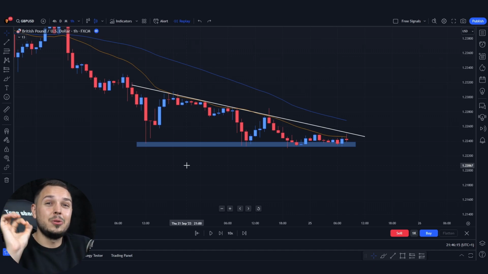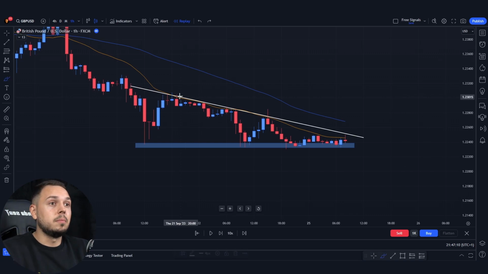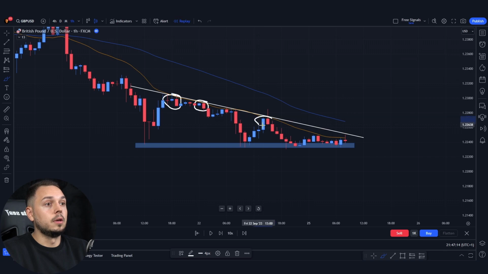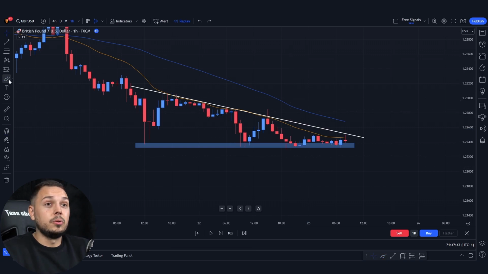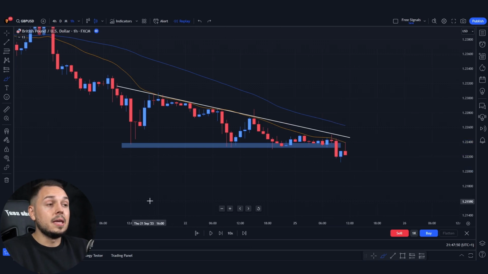But where do we sell? Well, there were some potentially nice signs just over here where you could have entered. Nice shooting star. Went towards the downside on all of these three candlestick confirmations. I believe the best trading opportunity is when it actually breaks the descending triangle. So if we have a look just over here, it manages to break towards the downside.